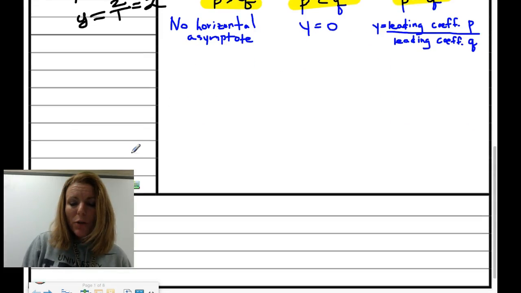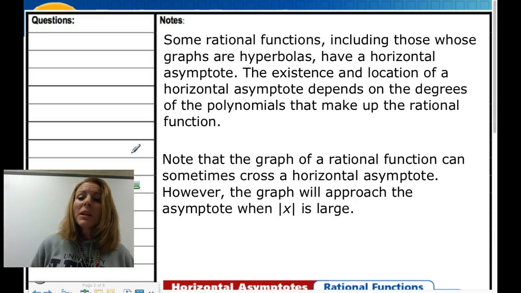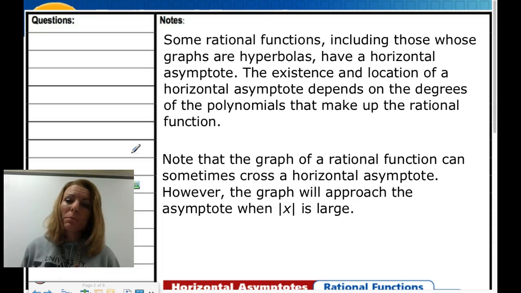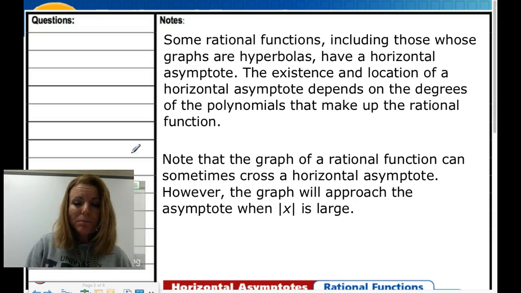I'm going to go to the next page right now. Some rational functions, including those whose graphs are hyperbolas, have a horizontal asymptote. Okay, we talked about that. The existence and location of a horizontal asymptote depends on the degrees of the polynomials that make up the rational function. I just talked about that. Note that the graph of a rational function can sometimes cross a horizontal asymptote. However, the graph will approach the asymptote, remember, but never reach it.